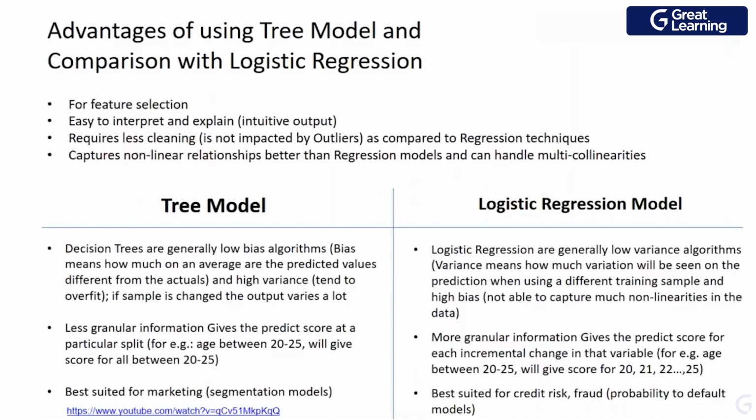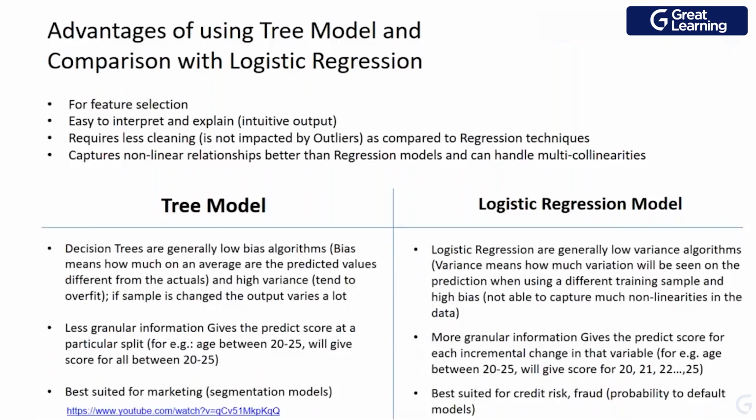Another key difference between a tree model and logistic regression is that a tree model gives you a score, but only at a particular split. For instance, if you're using a CART technique and you split on an age variable, it will tell you that age is less than 25, let's say, or greater than 25. Or if it combines, let's say, age between 10 and 25, it will give you the score at that combined age level from 10 to 25. It will not tell you at a very granular level what the impact will be if you change the age from 20 to 21.